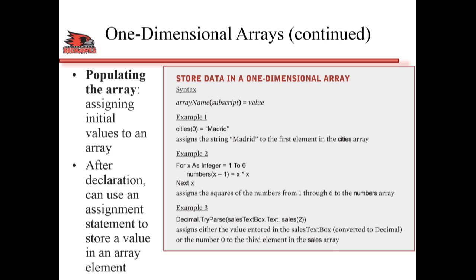That's why. And the third example is trying to parse the text from a sales text box to a decimal and assigning it to an element of the sales array. That's the third element because it has a subscript of 2. So after you define an array, you can use these subscripts to assign something to any element in the array.